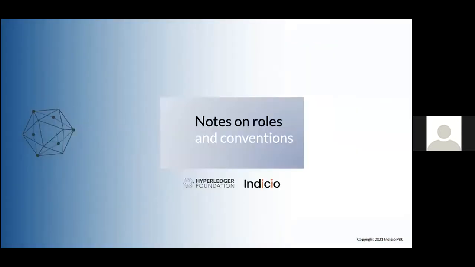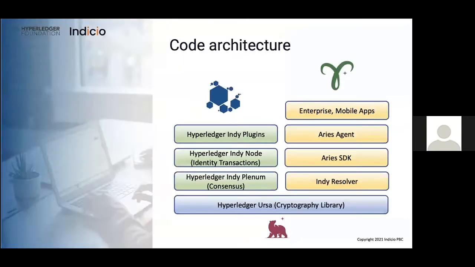So before we get into the bulk of the content here, a couple of notes on the roles and the conventions and some of the language we'll use. The code architecture that we're going to talk deeply about, of course, centers around the Hyperledger products here, Ursa, Indy, and Aries. So you'll hear those words repeatedly. I'm sure you're familiar with those.